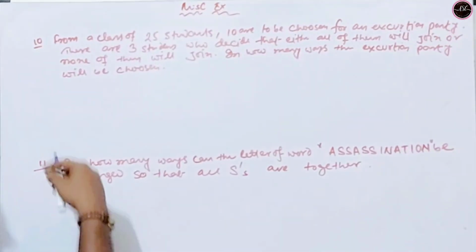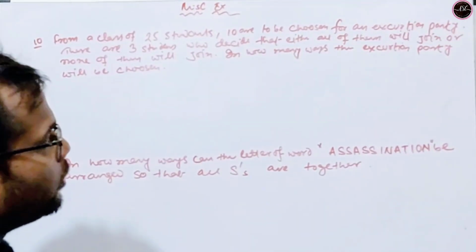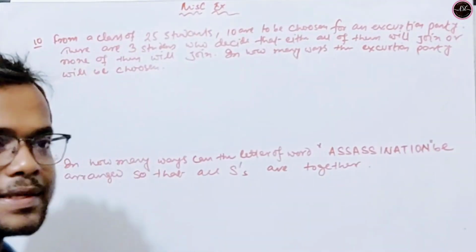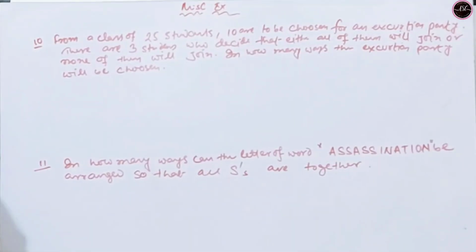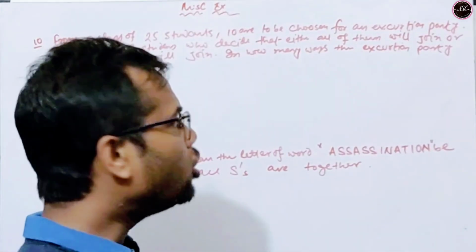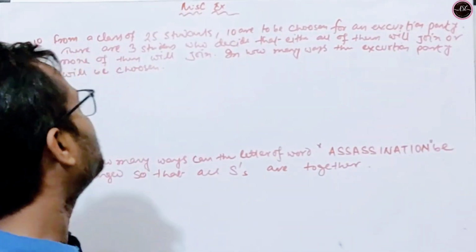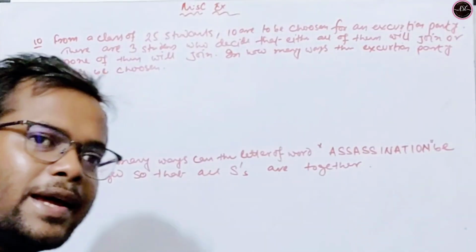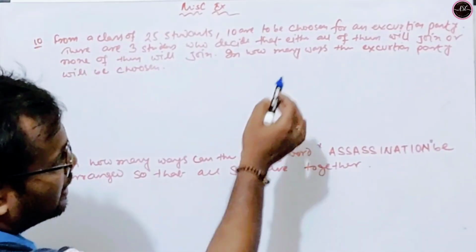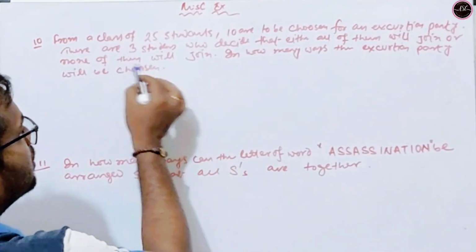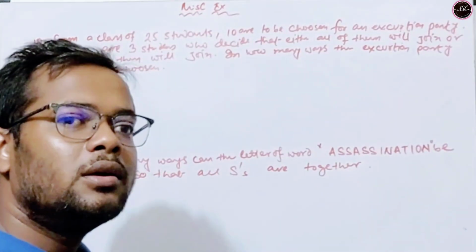Now look at this question. From a class of 25 students, 10 are to be chosen for an excursion party. There are 3 students who decide that either all of them will join or none of them will join. In how many ways can the excursion party be chosen? So there are 2 conditions. Either 3 students will join or none of them will join.